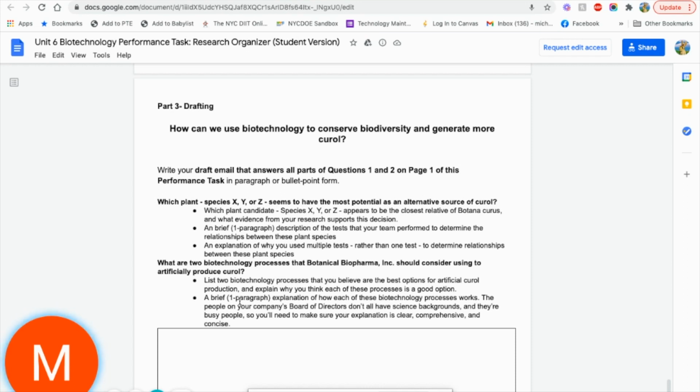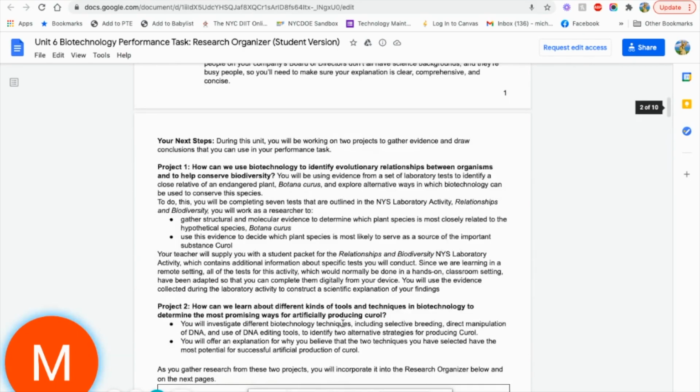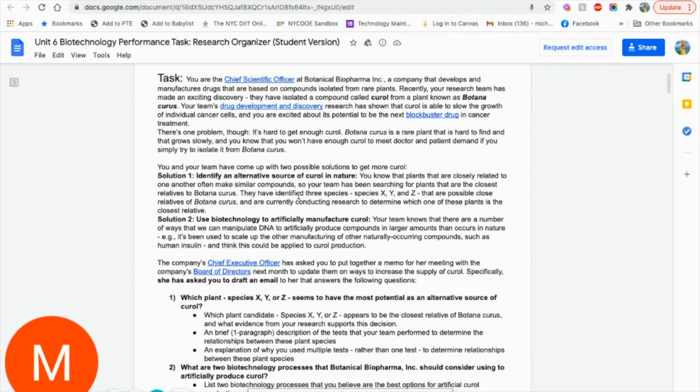So the 2 pieces that you see here, this one and this one, are done in the pre-writing. So this is the part where the students are actually going to have to put their information together. They did a lot of this already in their pre-writing. They just have to put it together into a cohesive email, and they're going to have to be able to pick a solution. So remember to bring them back to the top, and they're going to be looking at which of the 2 solutions, either identifying an alternative source or using biotechnology. So they're going to have to give information on both and then pick a choice and decide which one they think is best.